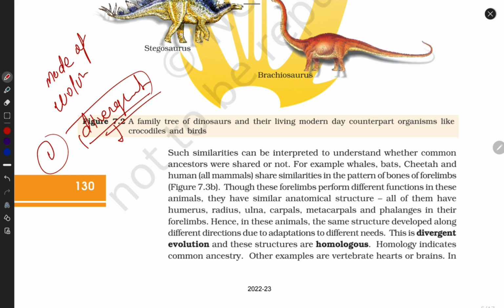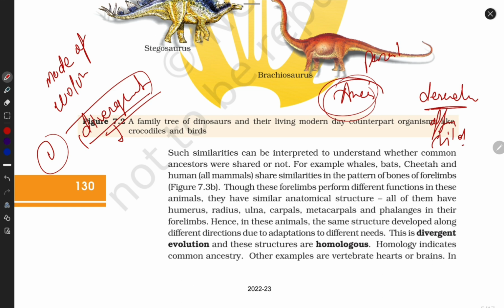Listen to me carefully. I am using here two terms, ancestor and descendants. Assume ancestor is parents, your purvaj, ancestor. Descendants are offspring, their child, new generation, like our purvaj, our ancestor, and we are their descendants. We have our ancestors and we are the descendants of these ancestors.